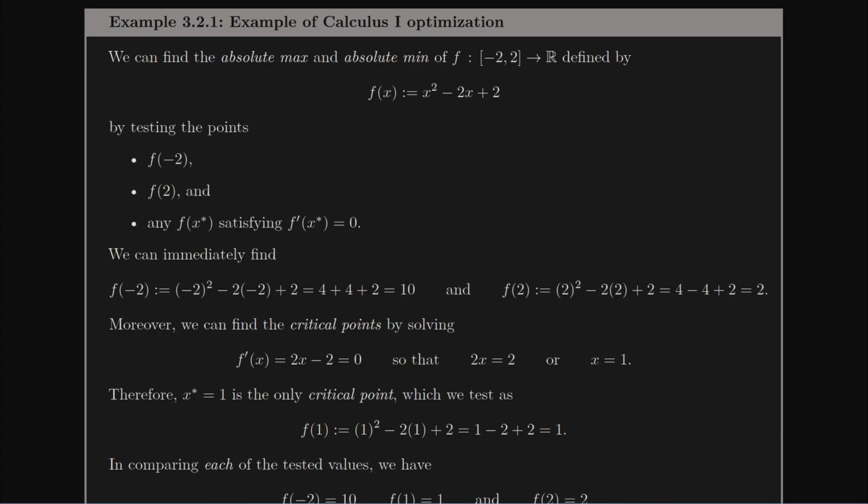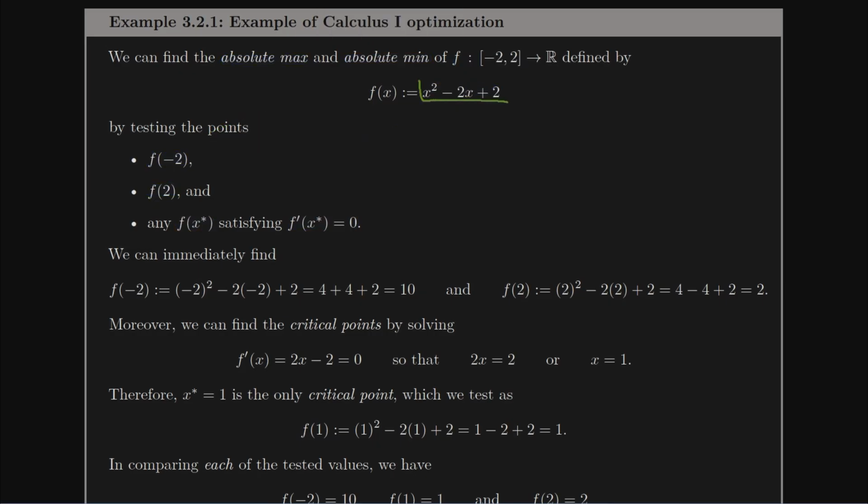We're going to try to do the same thing in multiple dimensions, but let's just go through one example of this Calculus 1 optimization just so that we feel good about it. So we can find the absolute max and absolute min of the function defined over the interval -2 to 2 by x squared minus 2x plus 2 by testing the points -2. Remember, that's just the lower bound on the domain. We test the point 2, that's just the upper bound on the domain. And then we test any points which are critical, meaning that the derivative is equal to 0.